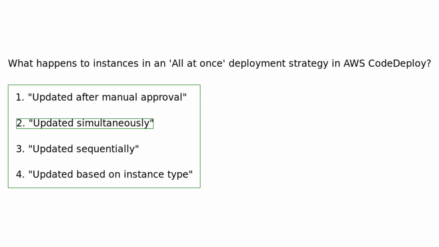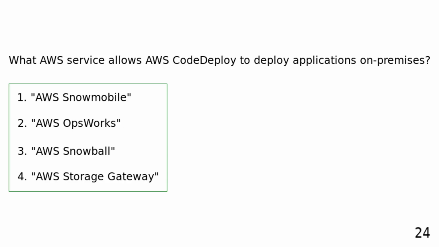What AWS service allows AWS CodeDeploy to deploy applications on-premises? AWS Snowmobile. AWS OpsWorks. AWS Snowball. AWS Storage Gateway. AWS OpsWorks allows AWS CodeDeploy to deploy applications on-premises using an integrated approach.